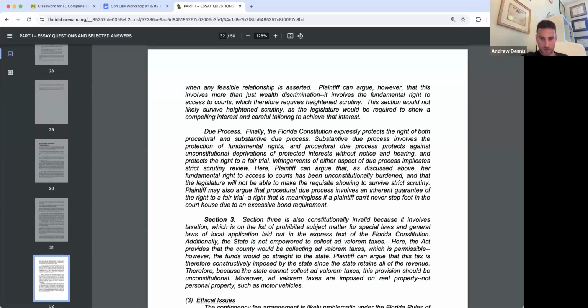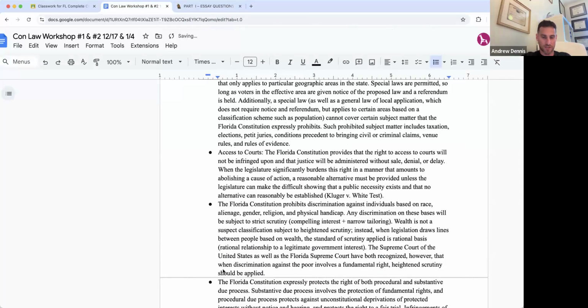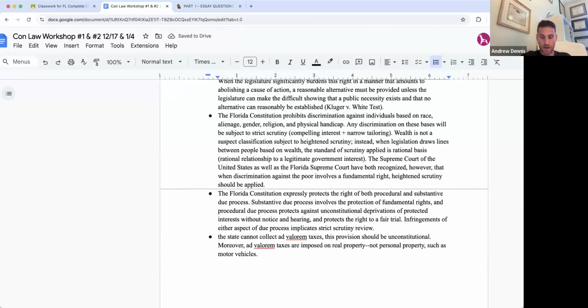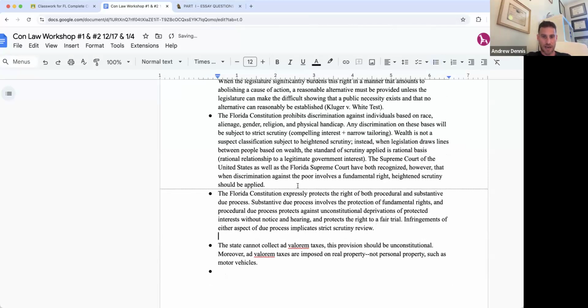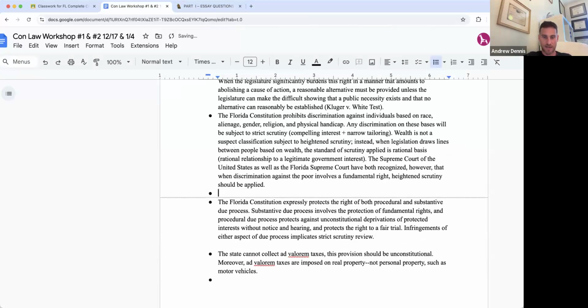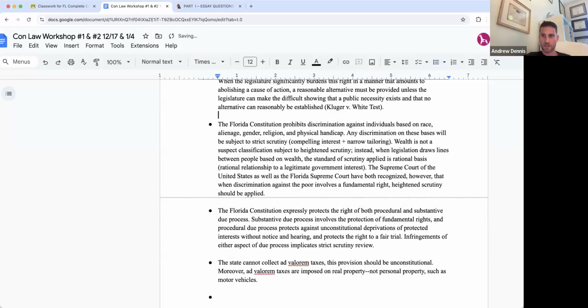So that's not important, but there are little nuances to these test questions. That one was like, oh, and now the state is trying to collect ad valorem taxes on everyone's motor vehicles. And it's like, hold up, that's wrong for two reasons. It's wrong because counties collect property taxes, not the state, and it's wrong because ad valorem taxes are for property, not motor vehicles. So, little things that you can take note of.